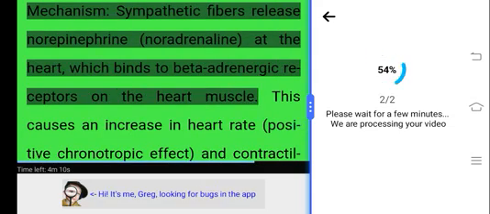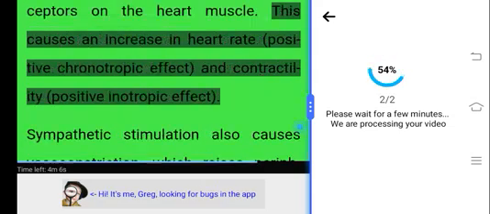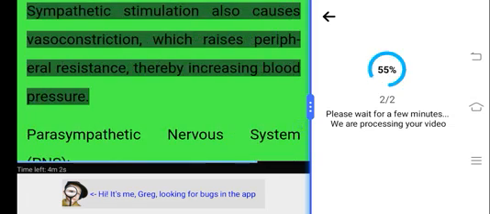Mechanism: sympathetic fibers release norepinephrine (noradrenaline) at the heart, which binds to beta-adrenergic receptors on the heart muscle. This causes an increase in heart rate (positive chronotropic effect) and contractility (positive inotropic effect). Sympathetic stimulation also causes vasoconstriction, which raises peripheral resistance, thereby increasing blood pressure.